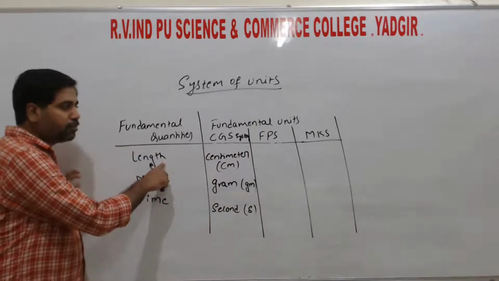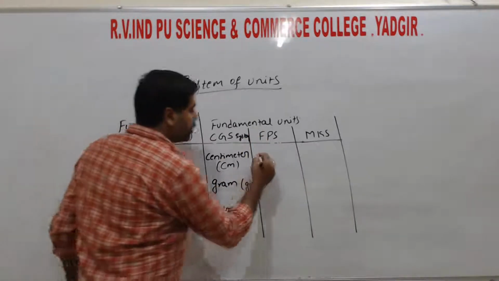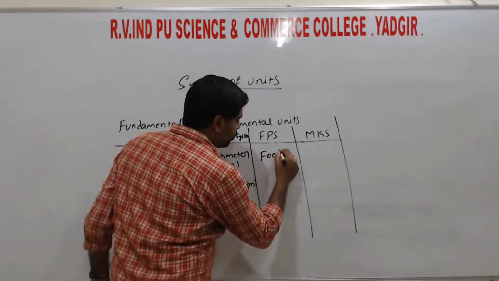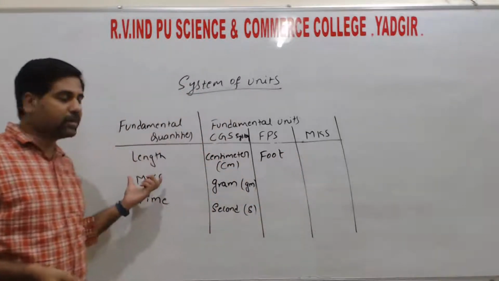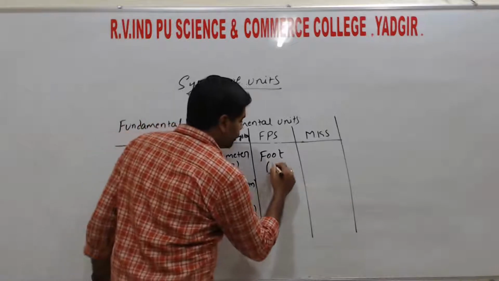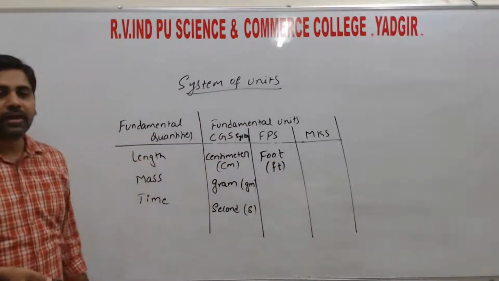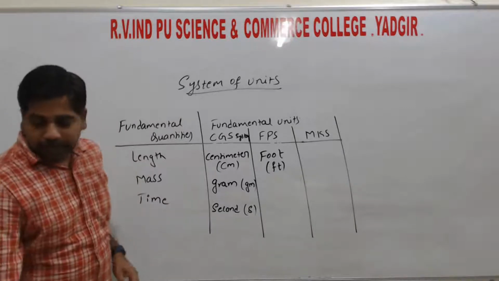Here the length is measured in the FPS system by foot. F represents what? Foot. So length is measured by foot. The symbol is FT, right?